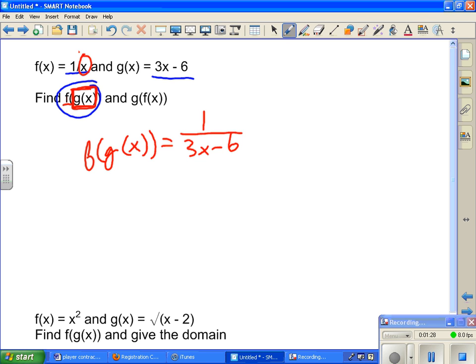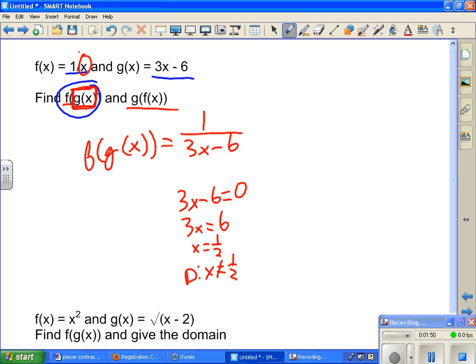Now is there anything to solve there? Not really. Let's talk domain. What's the domain of this? The only problem I'm going to have is when the denominator equals 0. So let's set it equal to 0 and figure out what that number would be. 3x equals 6, so x equals 2. So the domain for this one, x cannot be 2. I know I didn't ask for that, but it will be on the homework, so that's just good practice.